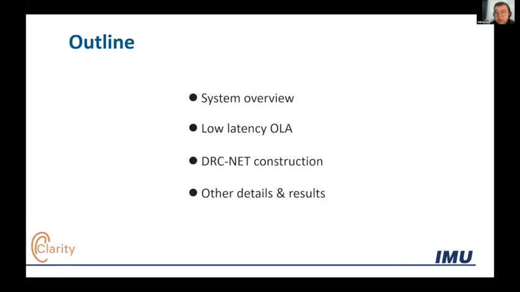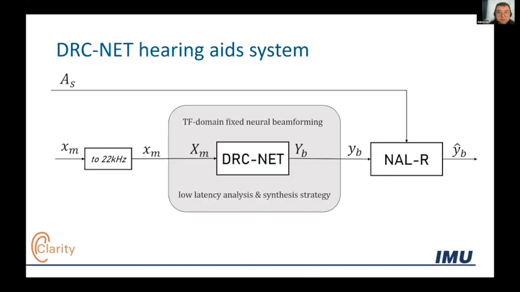I'm going to start with the system overview and then introduce the TF domain low latency OLA strategy for neural network-based algorithms. After that, we introduce the DRC-NET that we used for the speech enhancement. Finally, some other details about model training and results.